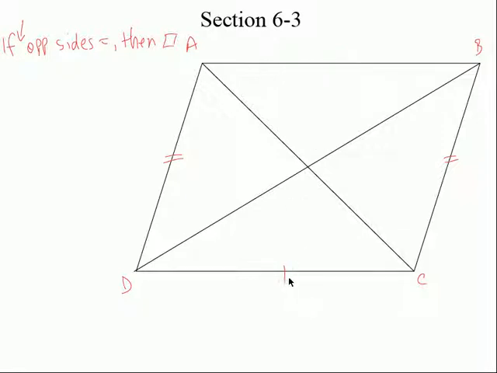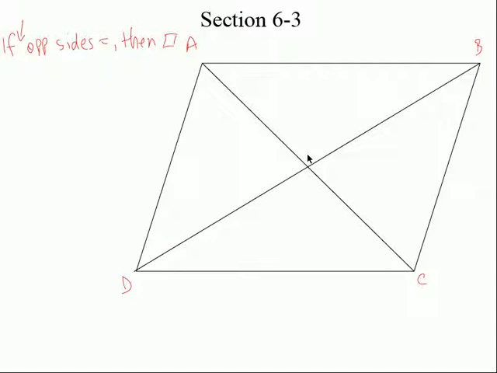Let me get rid of these, just so we don't get too much junk all over the place here. Okay. That's the first thing, and that's a theorem. They call it theorem 6.9. Okay, 6.9, but I don't care that you know the numbers of the theorems. We just say that if the opposite sides are equal, then it's a parallelogram. It's a converse of what we said before.